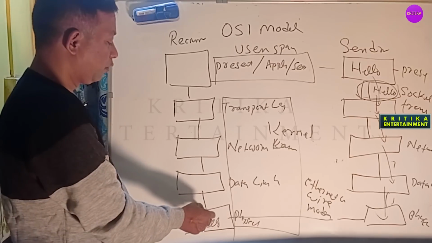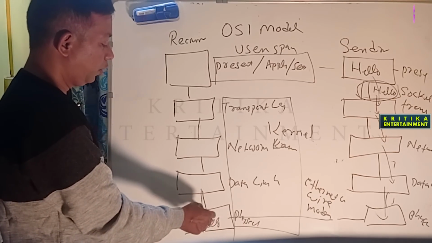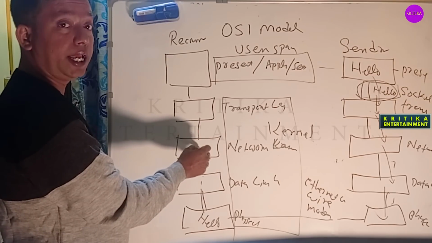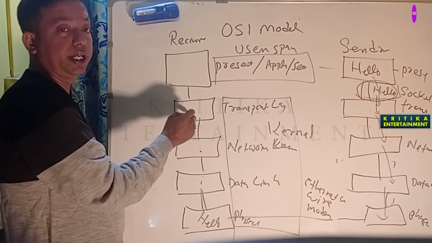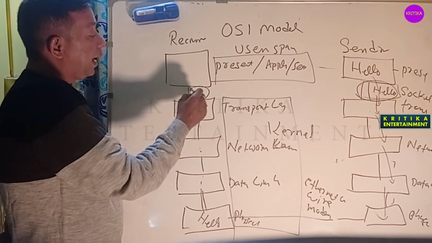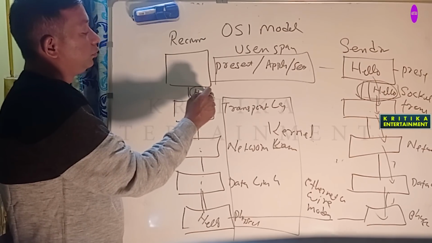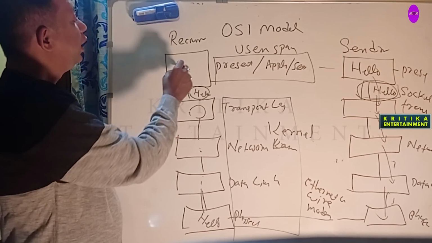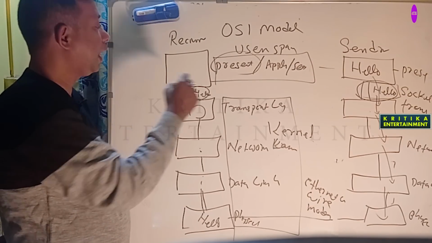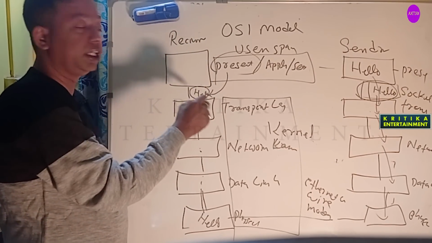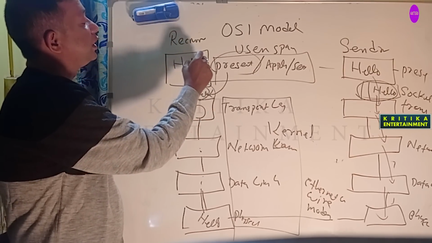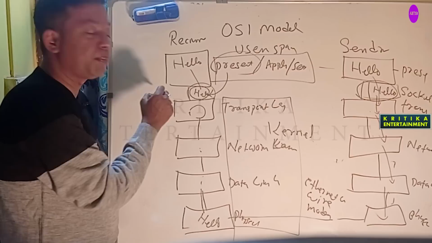Then the physical layer sends the data to the data link layer, the data link layer sends it to the network layer, and the network layer sends it to the transport layer. Then the transport layer first reads the data and writes it into the socket, that is hello. Then the presentation layer reads the data from the socket and writes or displays hello in the receiver system.